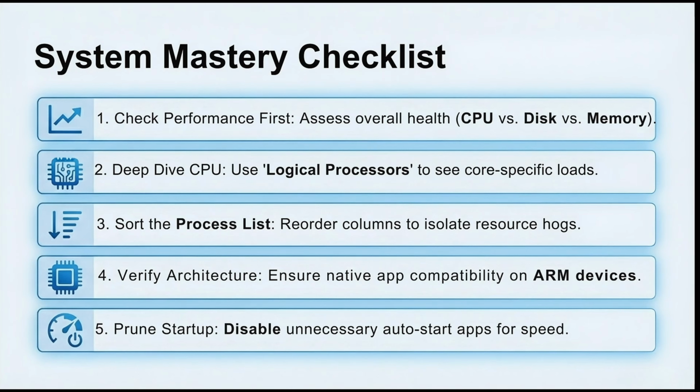Here's the short version. Check performance first, CPU, disk, and memory to find where the pressure is. If one core is maxed out, switch to logical processors. If in-use memory is near your total, you need either less multitasking or more RAM. Switch to processes and sort by CPU or memory to find the specific cause. Use End Task only on apps you recognize. Check architecture on ARM devices if one app is slow, and prune your startup list to cut boot time. Those 5 steps cover most task manager use cases without needing any third-party tools.